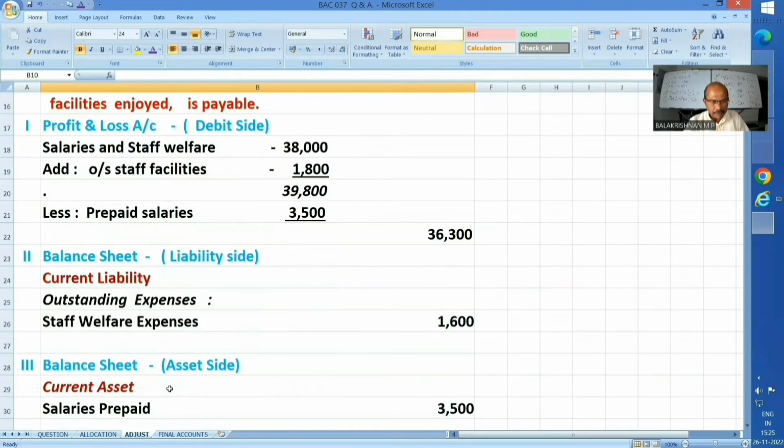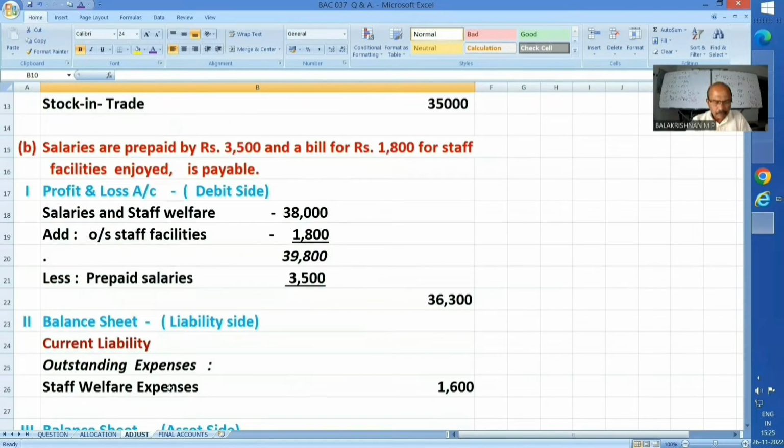Now the adjustment item B. Salaries are prepaid by rupees 3,500 and a bill for rupees 1,800 for staff facilities enjoyed is paid.